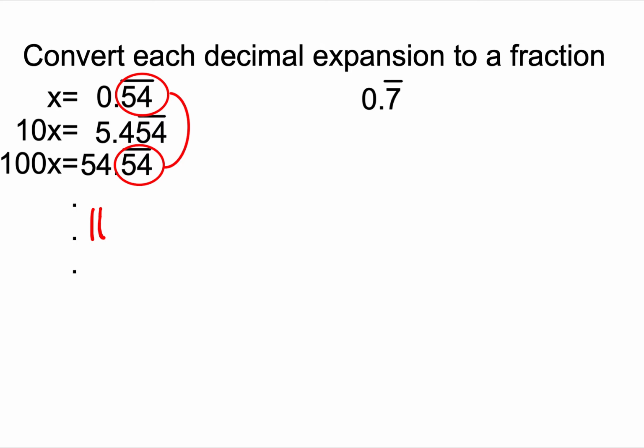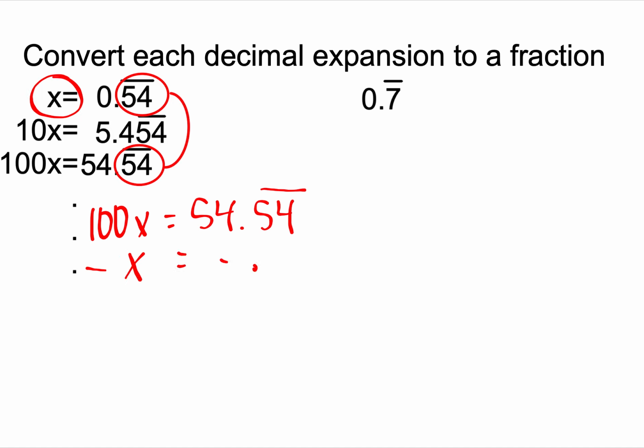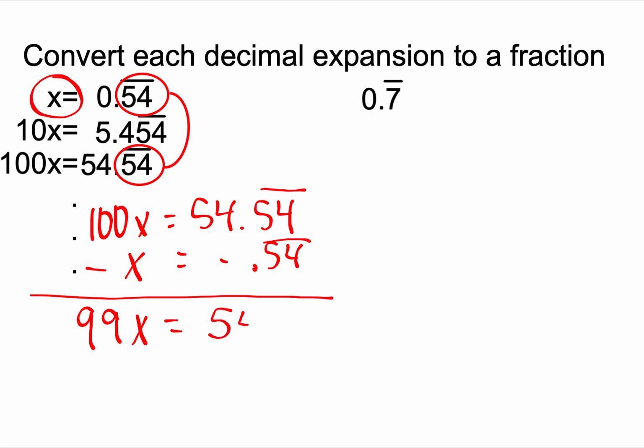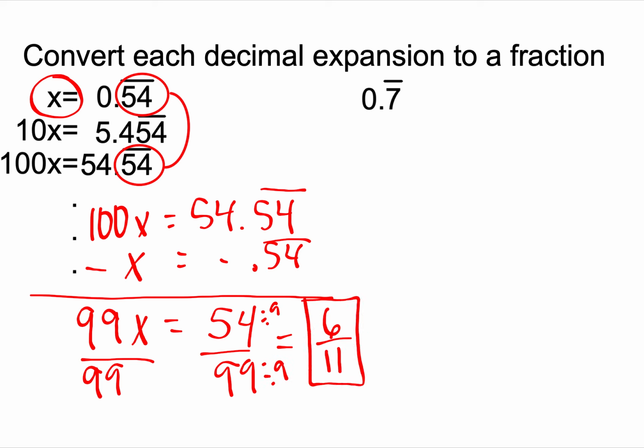So let's take 100x, which is 54.54 repeating, and subtract from that x, which is 0.54 repeating. When we do this subtraction, 100x minus x is 99x. 54.54 repeating minus 0.54 repeating is just 54. Then we can finish the solve by dividing both sides by 99. We can reduce the fraction by dividing top and bottom by 9. And we do get 6/11 as our fraction.